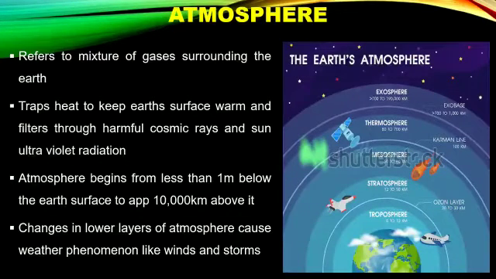Students, now we will discuss the important points of atmosphere. Atmosphere refers to the mixture of gases surrounding the Earth. It is very important in trapping heat to keep the Earth's surface warm and filters harmful cosmic rays and sun's ultraviolet radiations. It begins from less than 1 meter below the Earth's surface to approximately 10,000 kilometers above it. And the changes in the lower layers of atmosphere cause weather phenomena like winds and storms. The picture on the right hand side tells you about the further distribution of the Earth's atmosphere, which you will read later on.